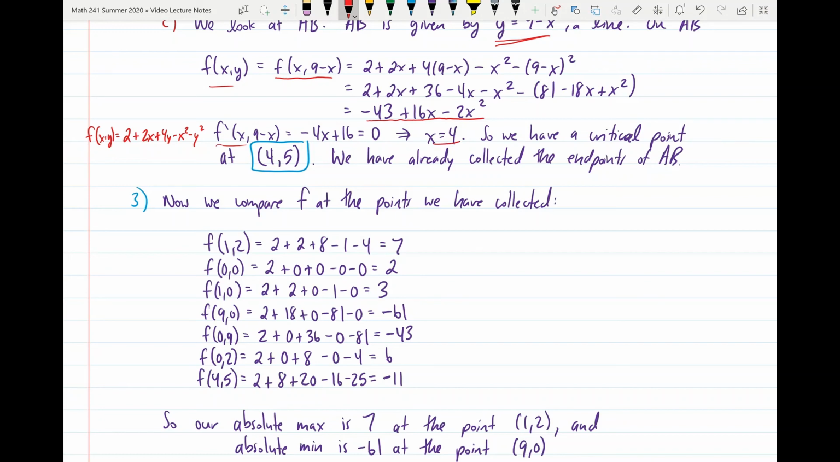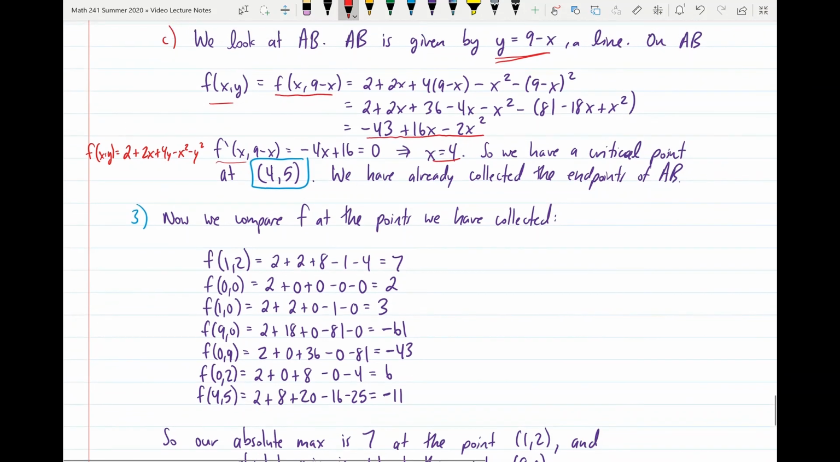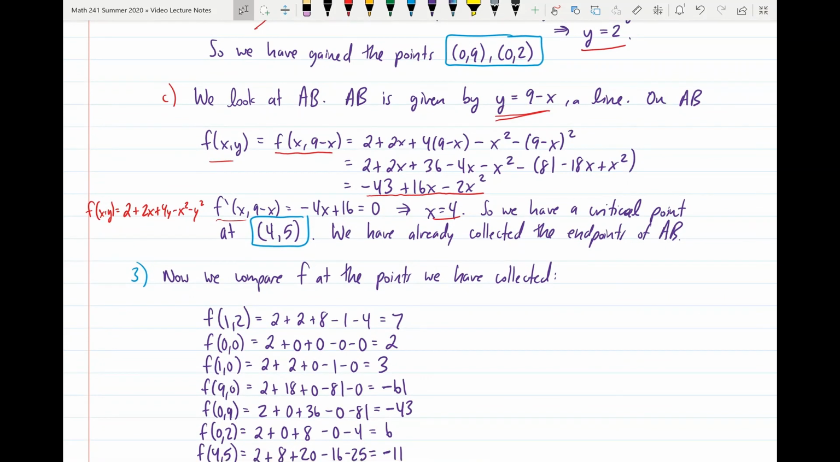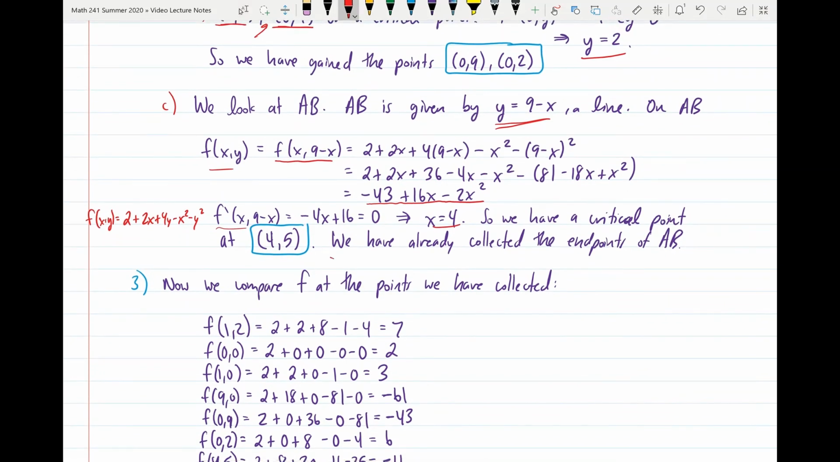So we do have a critical point on that line segment, and that critical point is going to be the point 4, 5. And again, we have already collected the endpoints of the segment from A to B, so we just make special notice of this new point here for part C, this critical point 4, 5.